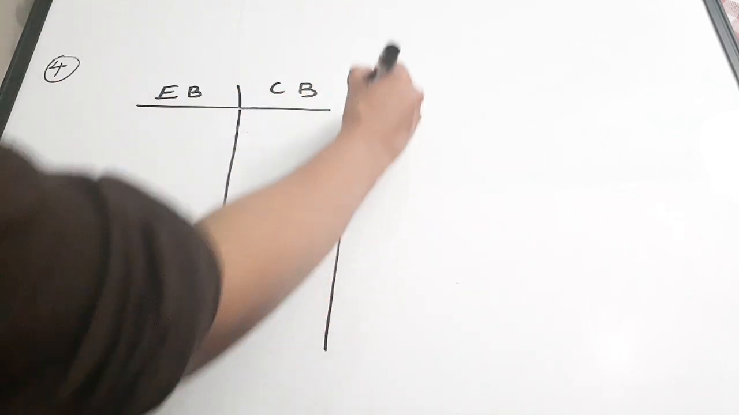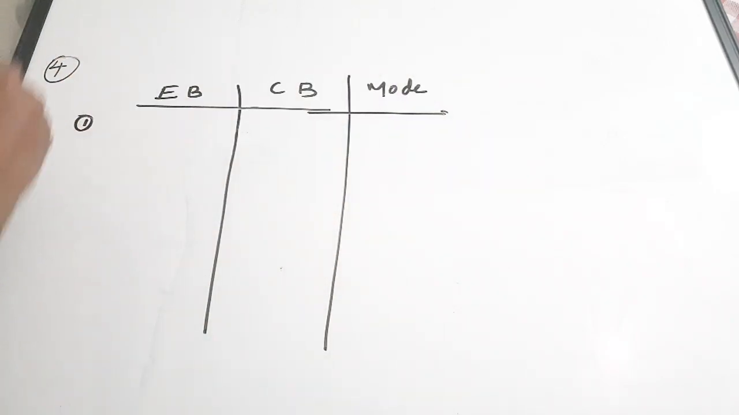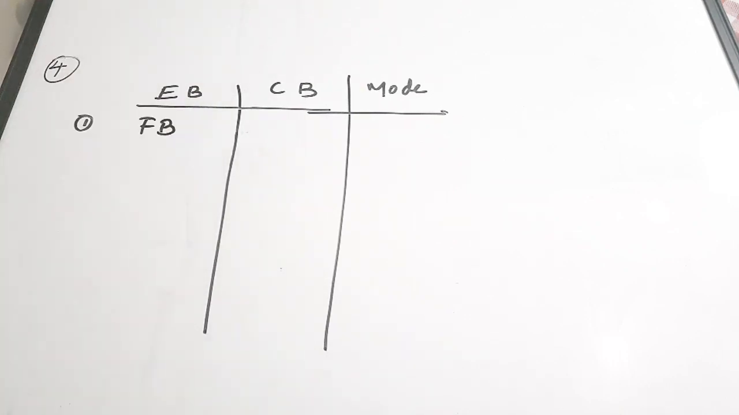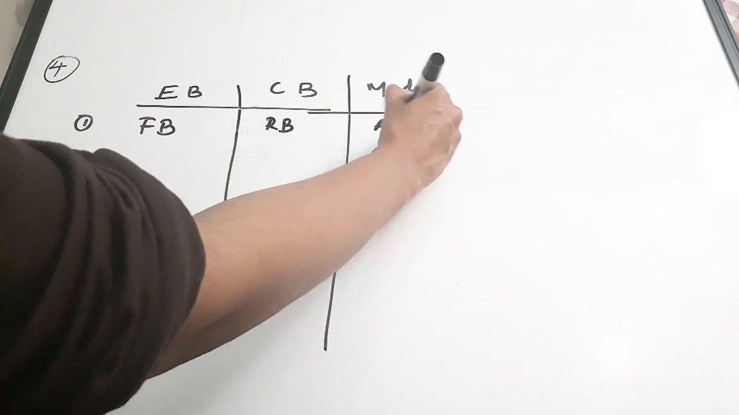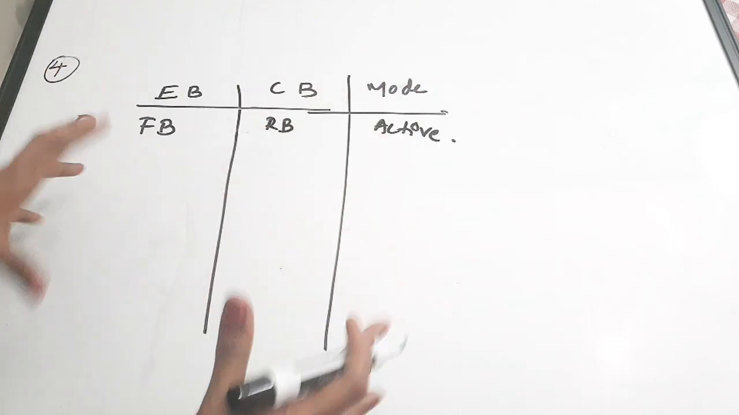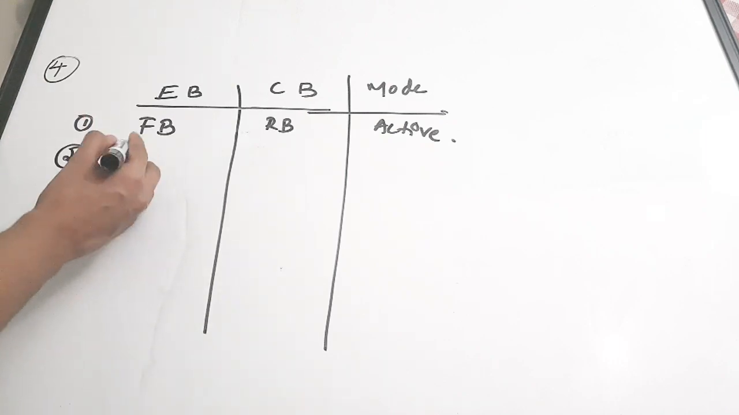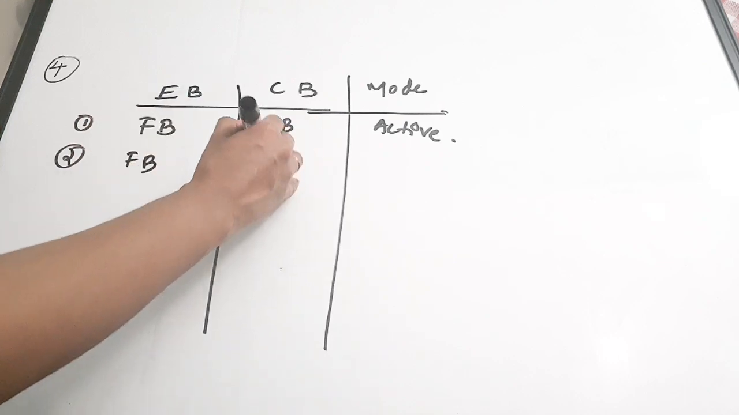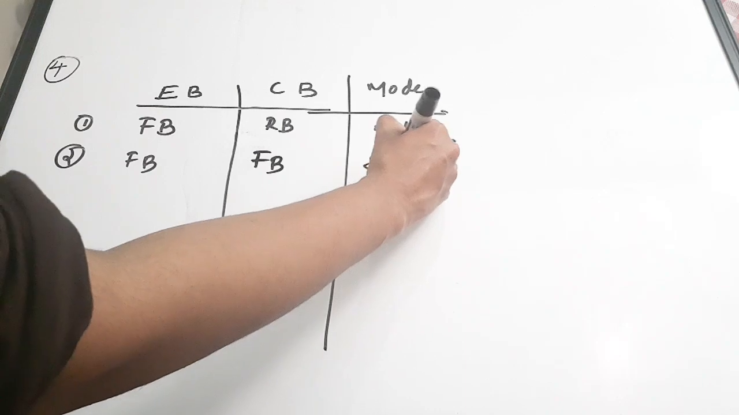Now we'll discuss the mode here in this column. So first one, when the emitter base junction is forward bias and the collector base junction is reverse bias, the mode is called active. These are actually very basic things. Anyway, very important for the exams. Now, when the emitter base junction is forward bias again, collector base junction is also forward bias, means it is called saturation state.